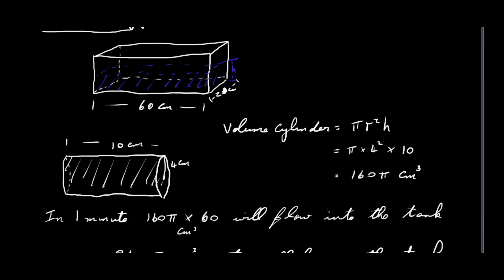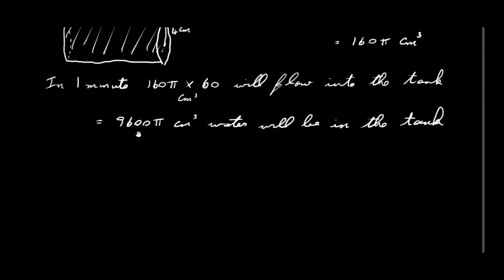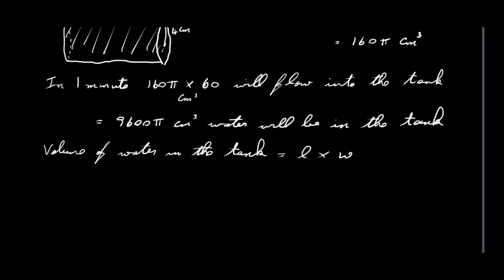We have the width, we have the length. What we don't have is the height here. To find the volume of this water, we multiply length times width times height. So that's 60 times 20 times h, and that should give us this number here. In other words, the volume of water in the tank is just length times width times height. So we know the volume of water in the tank. It's 9,600 times pi.